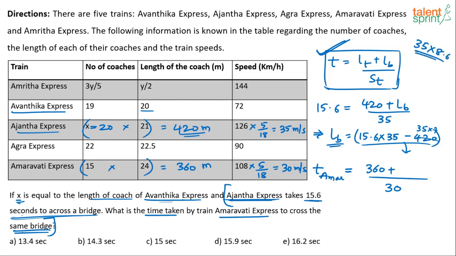Now it is 35 into 8.6. 35 into 8 is 280, plus 35 into 0.6. 35 into 6 is 210, so 35 into 0.6 will be 21. 280 plus 21 is 301. So this is 301. So 360 plus 301 by 30. So 360 by 30 is 12. 301 by 30 is 10. Somewhere around 22 seconds. Or no.